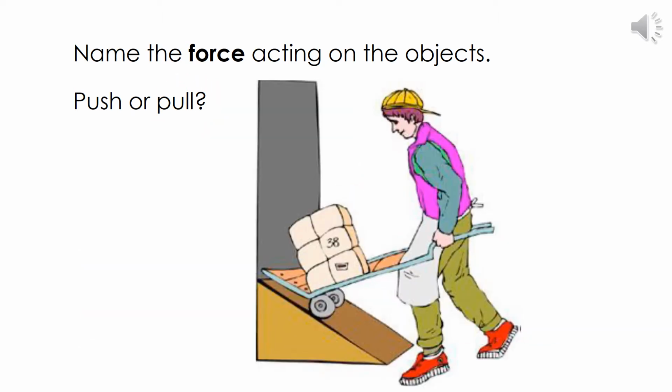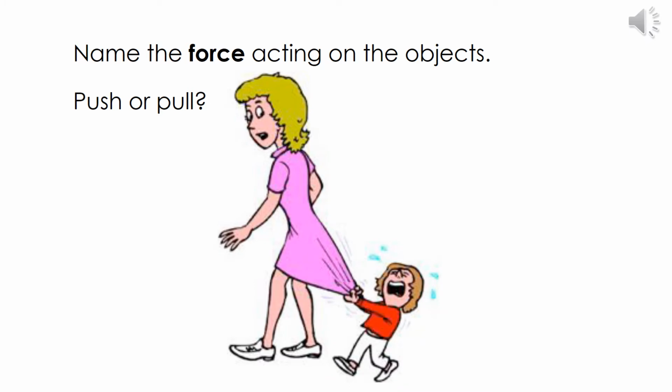Is this picture a push or a pull? We can see the man is pushing the trolley up the ramp. What is this child doing to his mother? Is he pushing or pulling her dress? That's right, it's a pull. He's pulling her dress back.